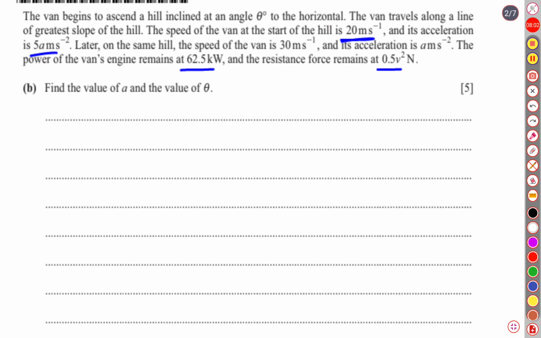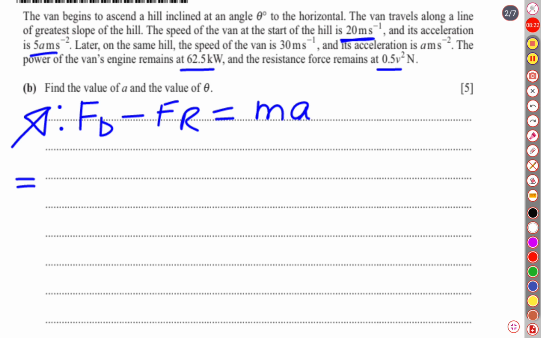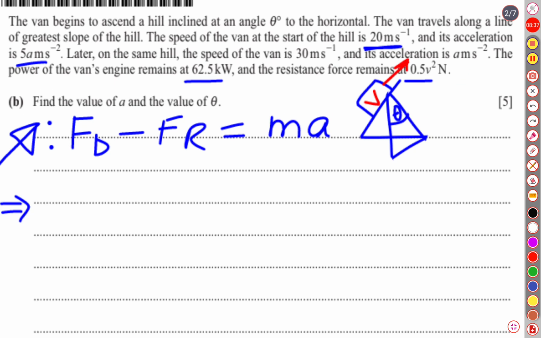So let us apply the same concept, and the direction is now different. It is just moving on an inclined hill. The concept we have been applying is driving force minus resistance to motion is equal to mass times acceleration. Let me show you through a diagram. This is the van, this is the normal reaction, and this is the weight. The van is moving upward on the inclined mountain.